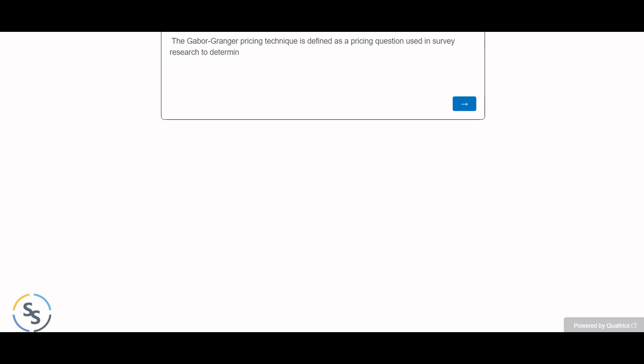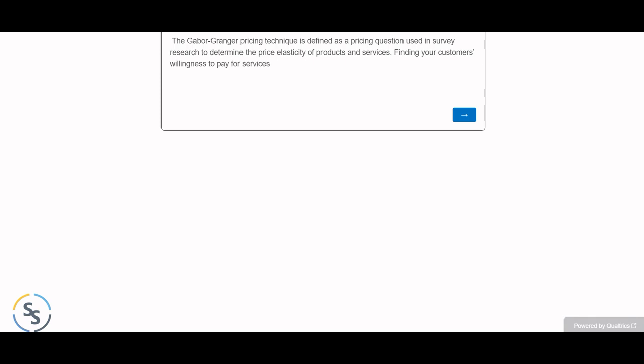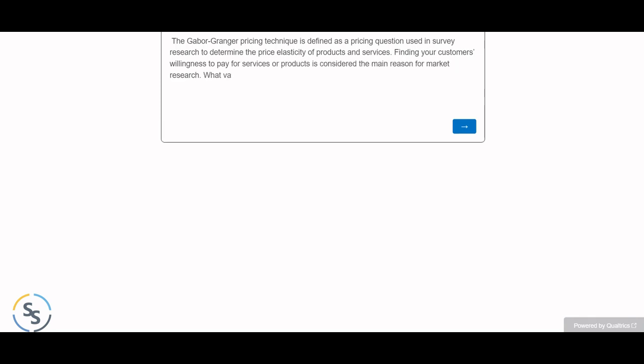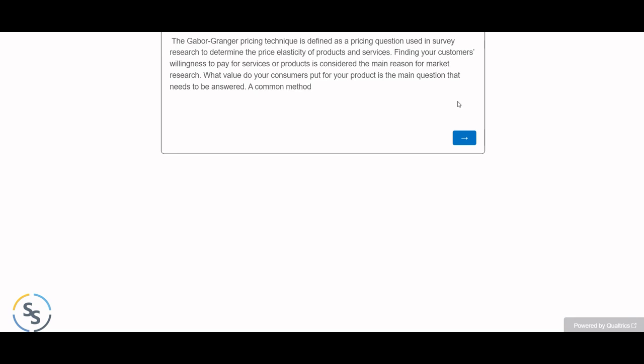The Gabor-Granger pricing technique is defined as a pricing question used in survey research to determine the price elasticity of products and services. Finding your customers' willingness to pay for services or products is considered the main reason for market research. What value do your consumers put on your product is the main question that needs to be answered.